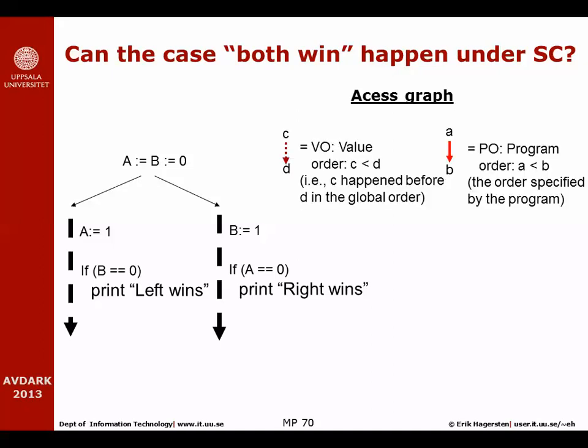So what we do is, once more, we look at value order and we look at program order. Value order is the dashed lines, and program order is the solid lines.